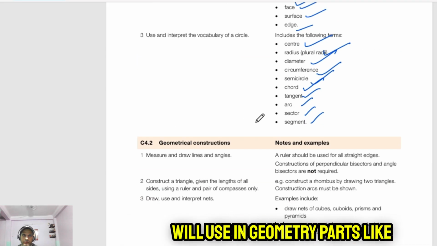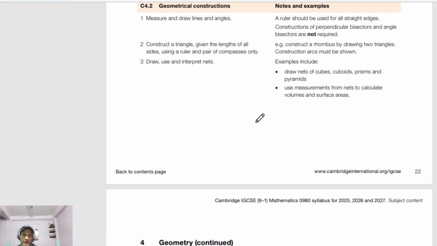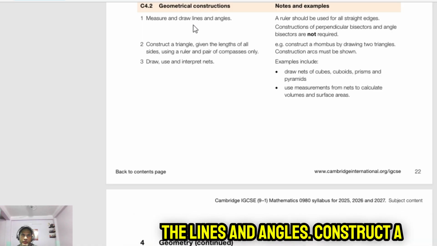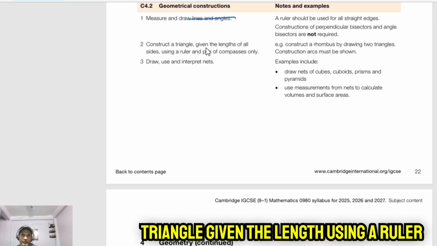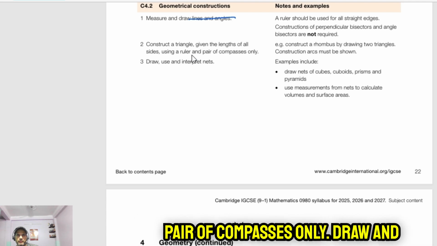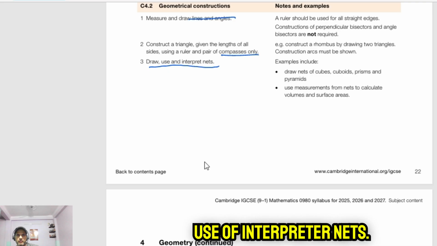These are the contents we will use in the geometry parts, like the construction part: measure and draw lines and angles. Construct a triangle given the lengths using a ruler and a pair of compasses only. Draw and use of nets.